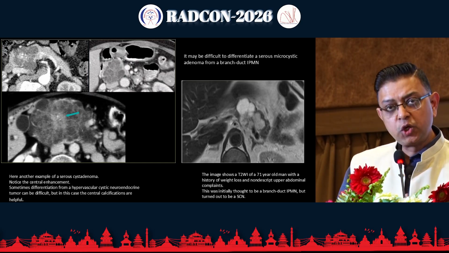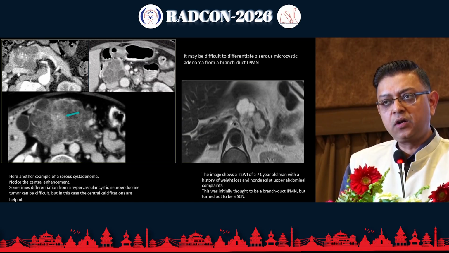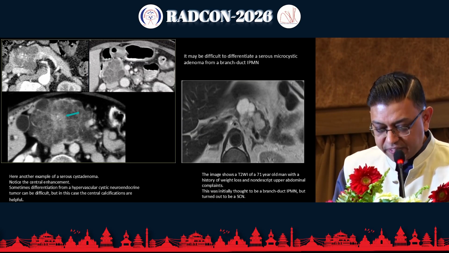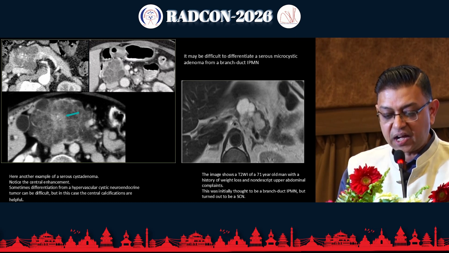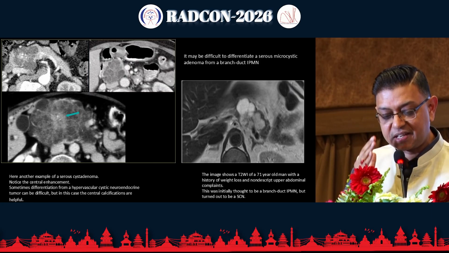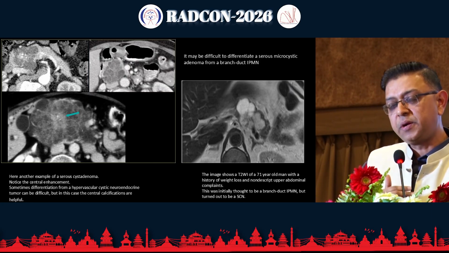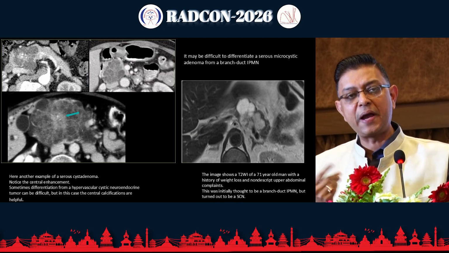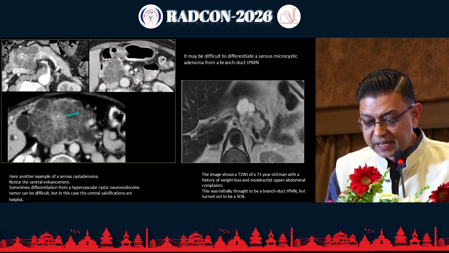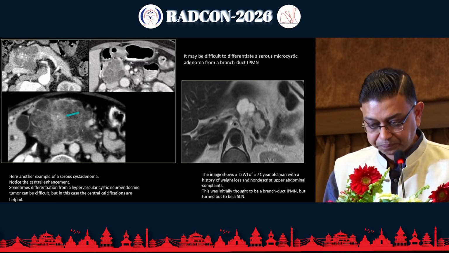What I want to hammer into your head is that when you see this kind of honeycomb appearance, a multicystic grape-like cluster with a central calcification or a scar, you can very confidently say that it is a serous cystic neoplasm. You do not need an FNAC, you do not need a biopsy. Also remember, cystic lesions are very difficult to biopsy, and FNAC also can be challenging. And sometimes they can be difficult to differentiate from side branch IPMNs.